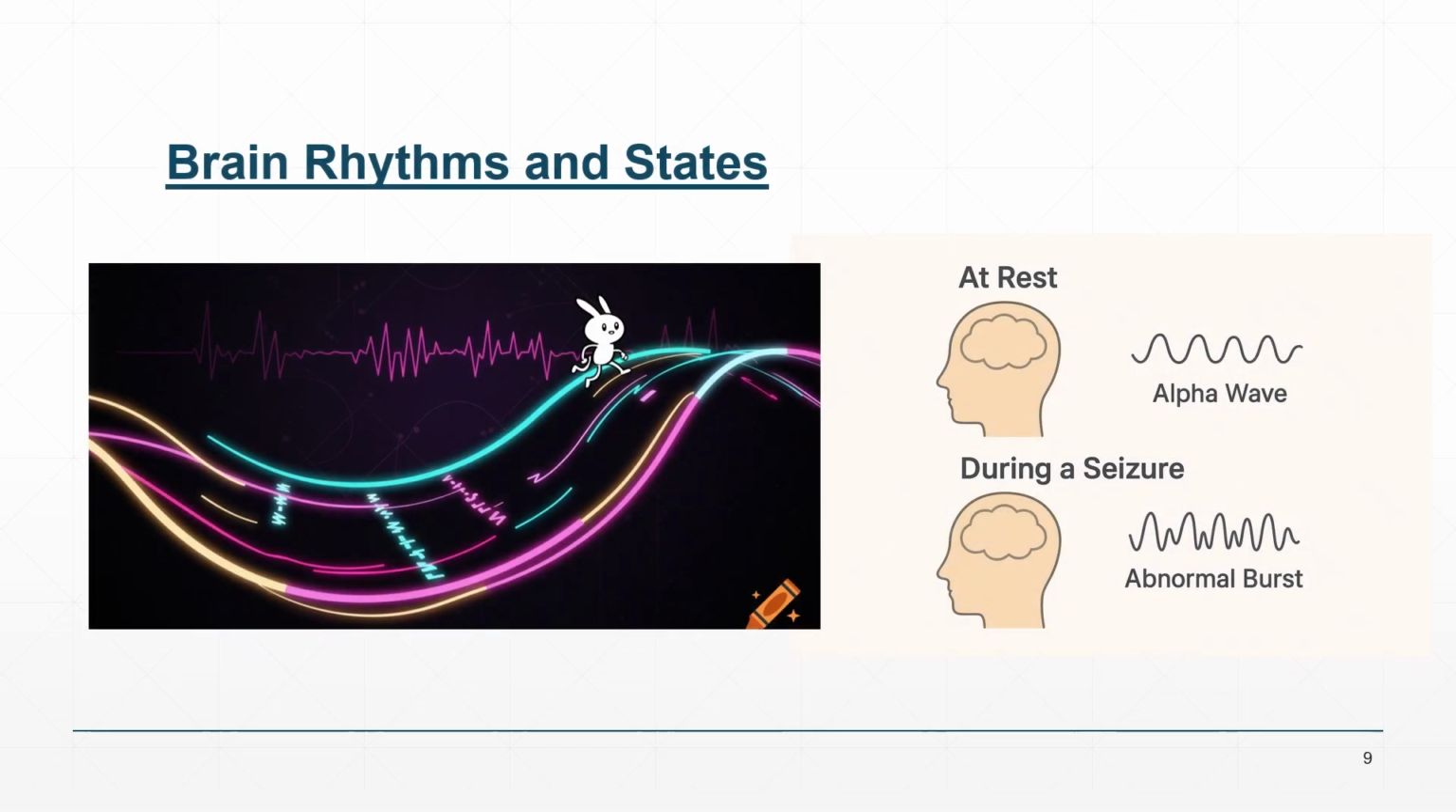Our brain never sleeps on the job, it's always producing rhythms. At rest, especially with eyes closed, the brain often shows the posterior dominant rhythm, a gentle alpha wave from the back of the head. When you open your eyes or start thinking hard, these waves fade, replaced by faster beta waves. In contrast, during a seizure, it's like the stadium crowd suddenly chanting in perfect unison, loud, rhythmic, and abnormal. EEG can detect and locate these unusual bursts.